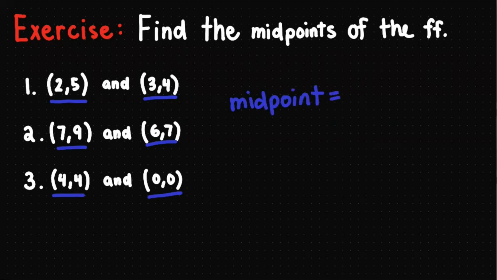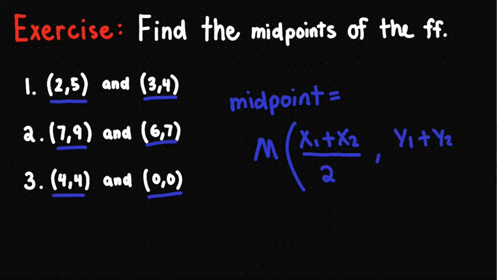The formula is given by x sub 1 plus x sub 2 all over 2 and y sub 1 plus y sub 2 all over 2. There. And just set the points like this one, x sub 1, y sub 1, x sub 2, y sub 2, and just plug it in this formula.